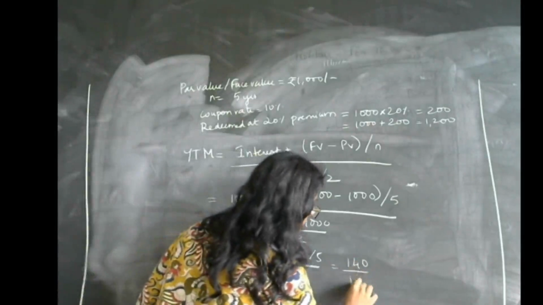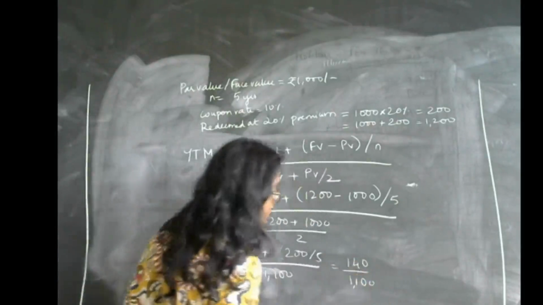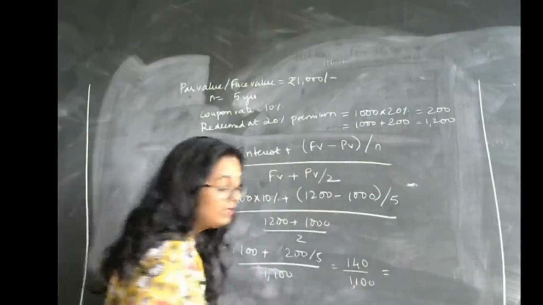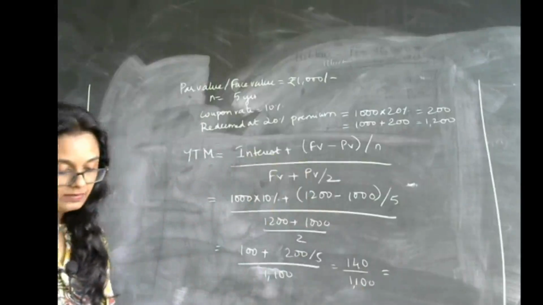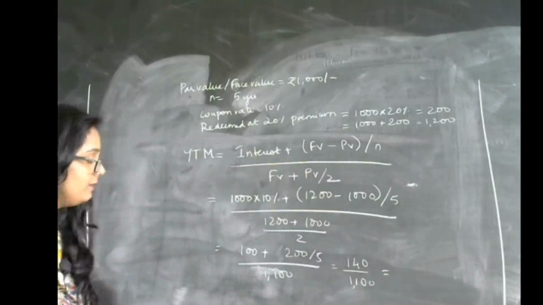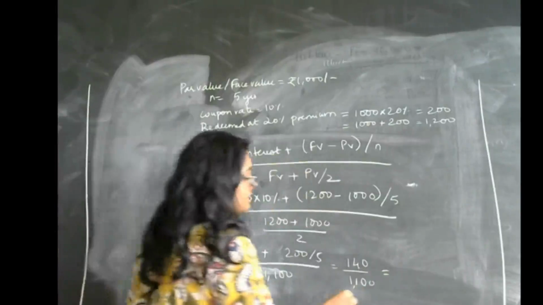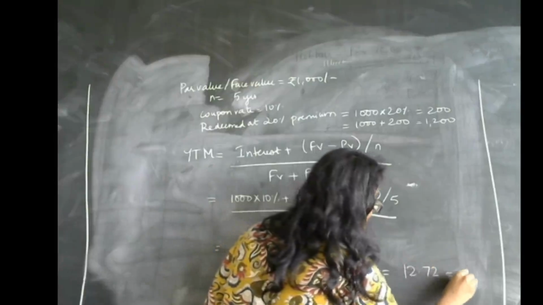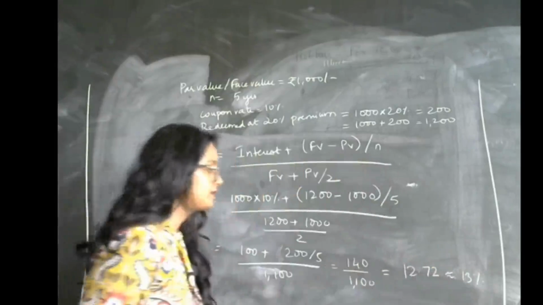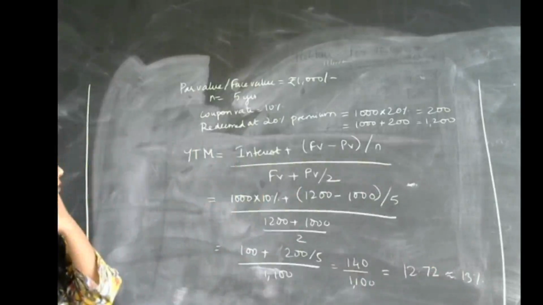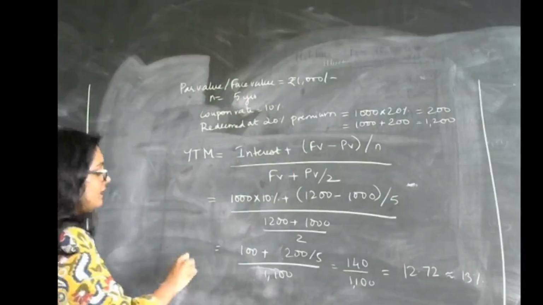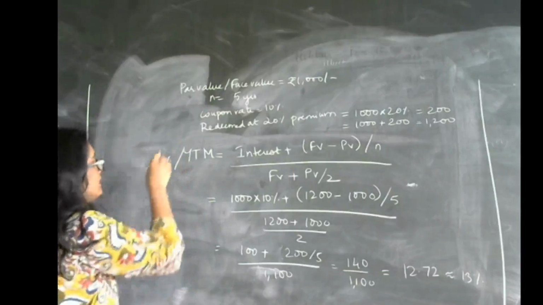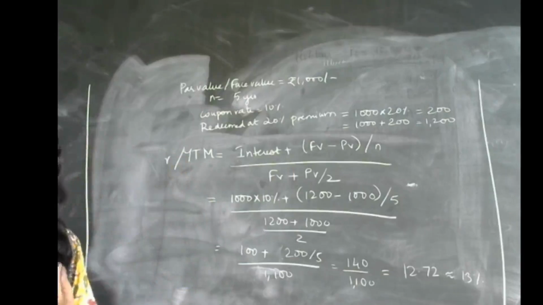Okay, and after solving this equation, basically you will get 140 divided by 1100. You will get the YTM as, yes, the YTM is 12.72, which is approximately equal to 13%. So now we have got the YTM, which is nothing but the R. We have got the R value.